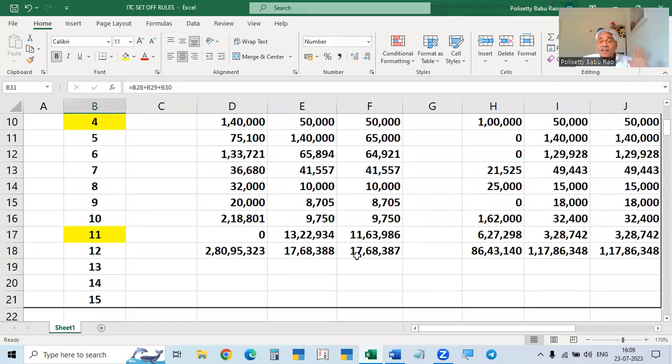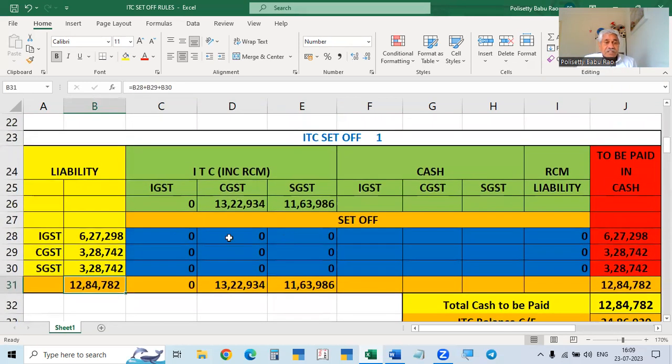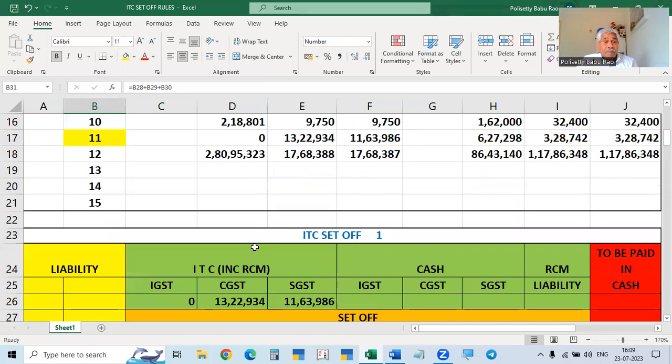Okay, now how to set off? So you have to use our method, our brain. See here, first of all, IGST we have to take. There is no IGST ITC, so no question of ITC. Gone. Then we will go to the next. We will complete this one. And one more thing you remember.